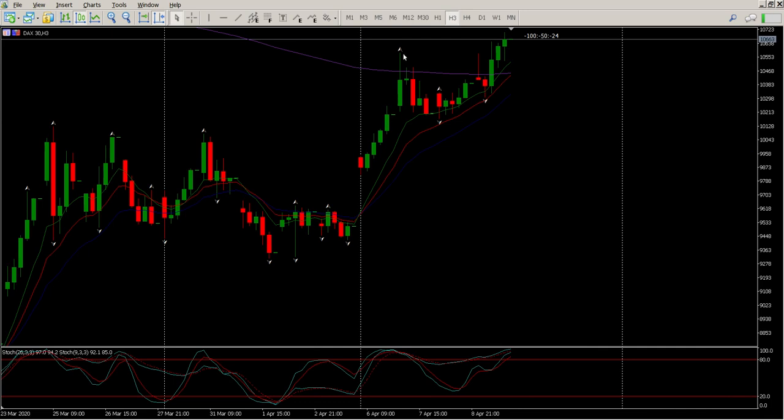At the moment, we do have a potential double top here, looking at the 3-hour. The trend is very much to the upside, and obviously a double top is only going to be verified once we break below the lowest point of the double top. So for now, this is an upward trend.